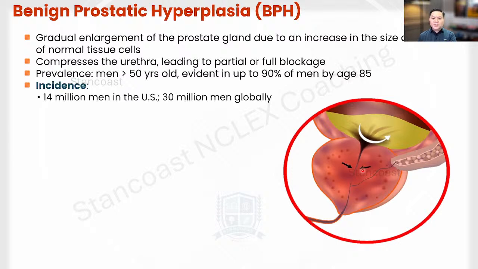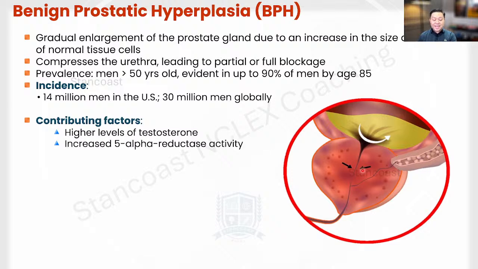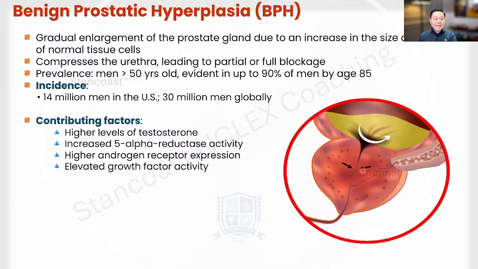Now, as far as the incidence, about 14 million men in the US and about 30 million men worldwide are affected by this condition. And also, the contributing factors that we have are the following. It could be higher levels of testosterone, or an increase in the 5-alpha reductase activity, or high androgen receptor expression, and maybe an elevation of the growth factor activity.